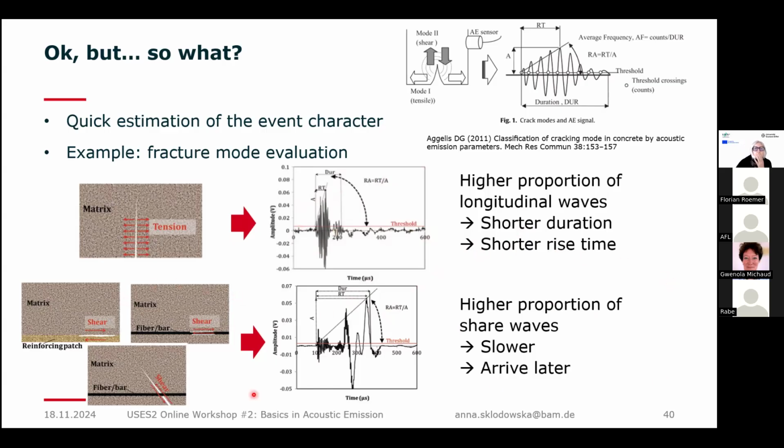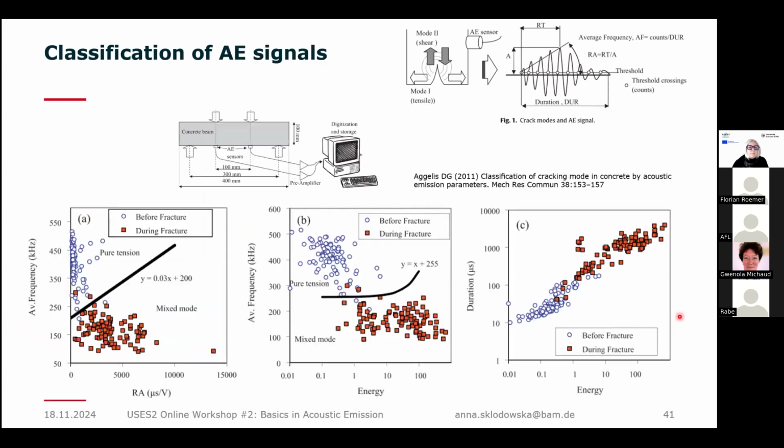In contrast, in the shear events, parameters like duration, rise time, or rise angle, so this is basically the angle between the amplitude and the rise time, show higher values. Because the major part of the acoustic emission energy goes into the formation of the shear waves, which are slower and arrive later. So we can use those parameters in a very simplified way to classify the fractures.